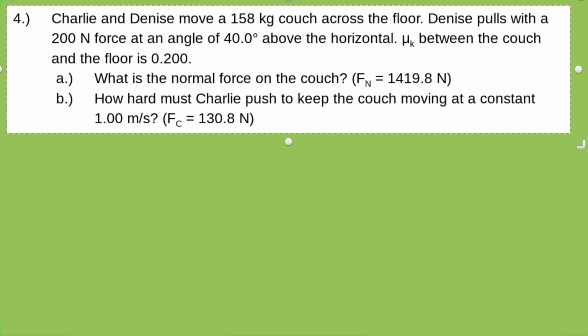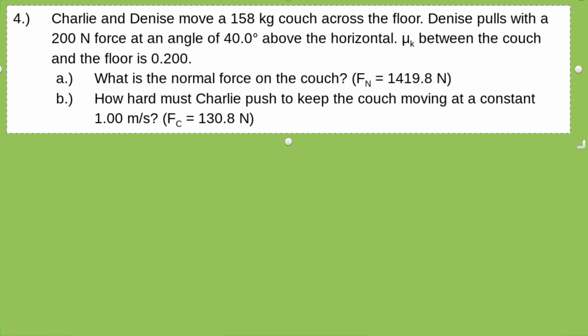Hi physics. So this is from homework 4. This is problem 4. We've got Charlie and Denise moving a couch. We know the mass. We know Denise is pulling with a 200 Newton force at an angle of 40 degrees above the horizontal. So that's going to be a little bit weird. Mu sub k, which is the coefficient of kinetic friction between the couch and the floor, is 0.200.